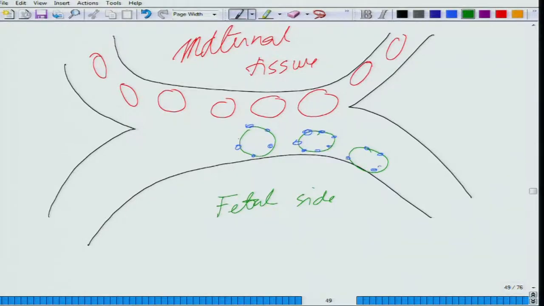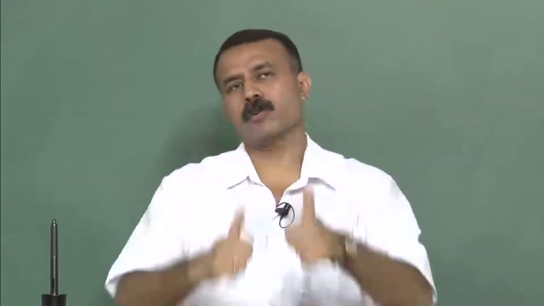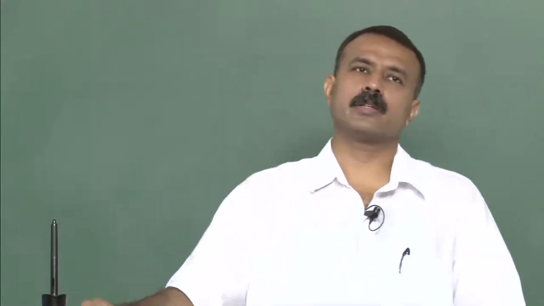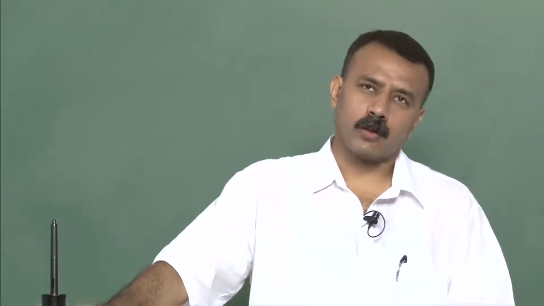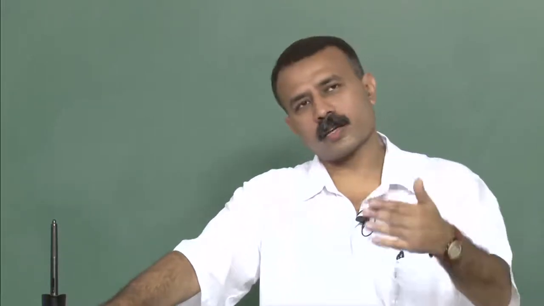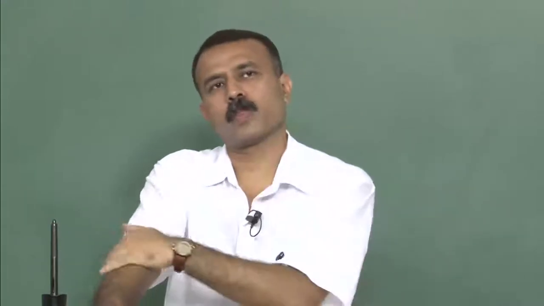Rh positive cells get into the mother's circulation, and as soon as they get into the mother's circulation, because of the presence of these blue color surface antigens which the mother is never exposed to, it starts producing antibodies against it. It produces a series of antibodies. It's just as if the mother is getting vaccinated. It is almost equivalent to that. The mother is getting vaccinated because there is a low titer of it.